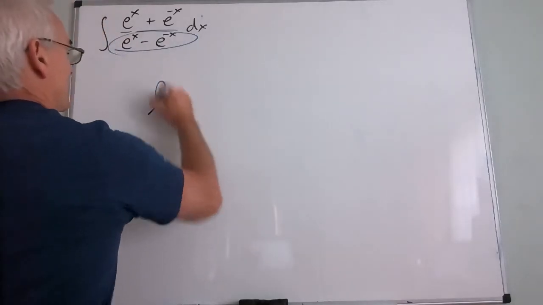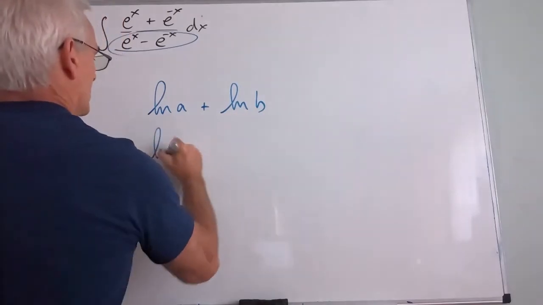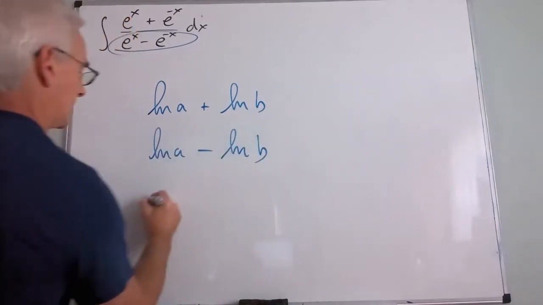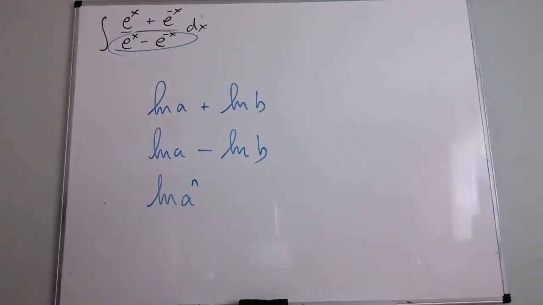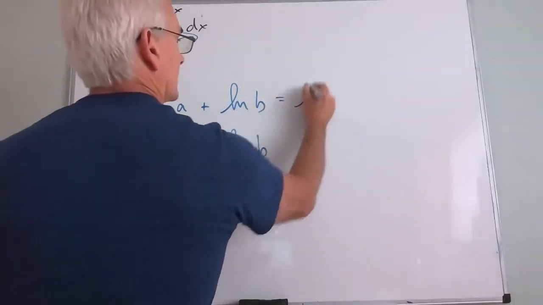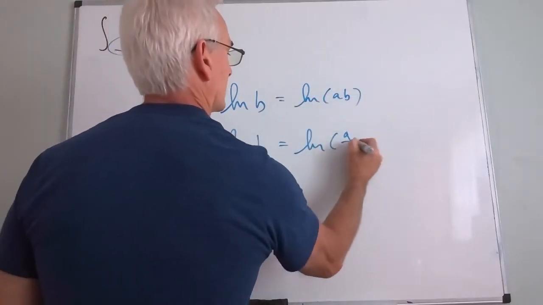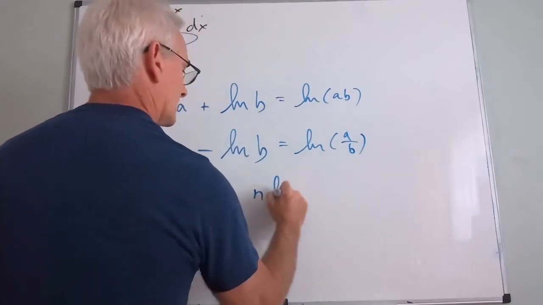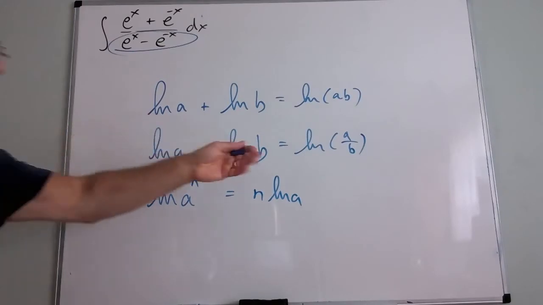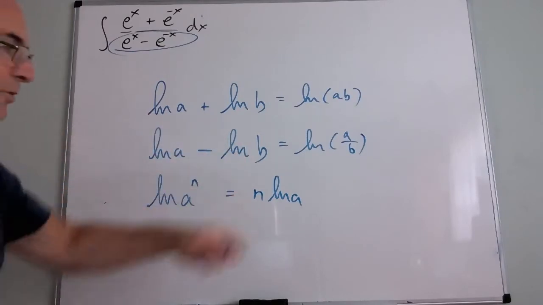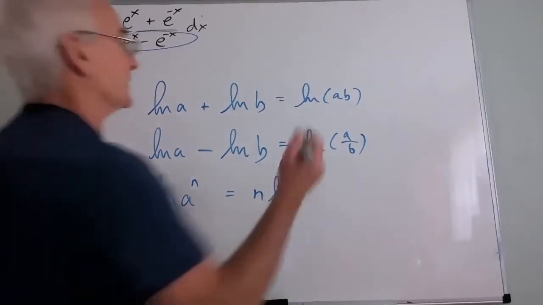Okay, let's do something here. Log a plus log b, log a minus log b, log a to the n. Are there manipulations for these three? Yeah. We say the sum of the logs is the log of the product, the difference of the logs is the log of the quotient, and the log of something raised to a power is the power times the log. Those are absolute rules. So here's the question.